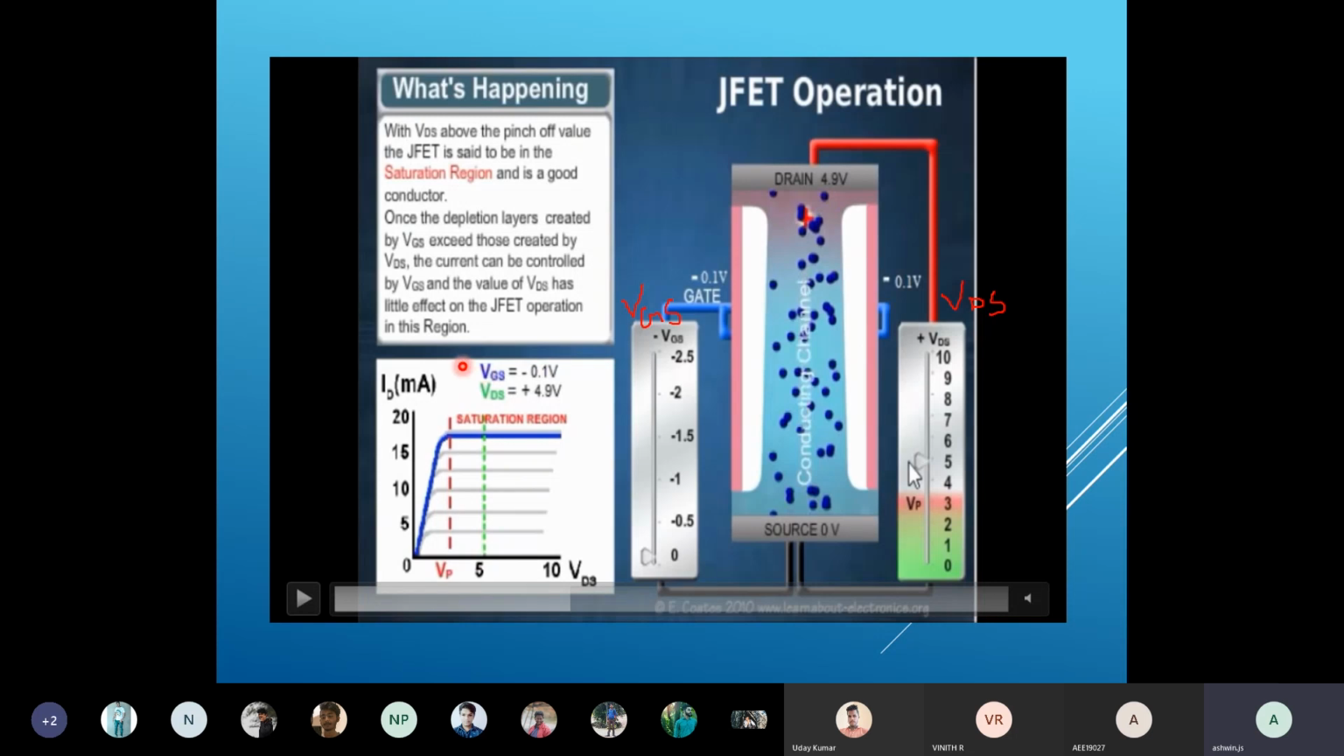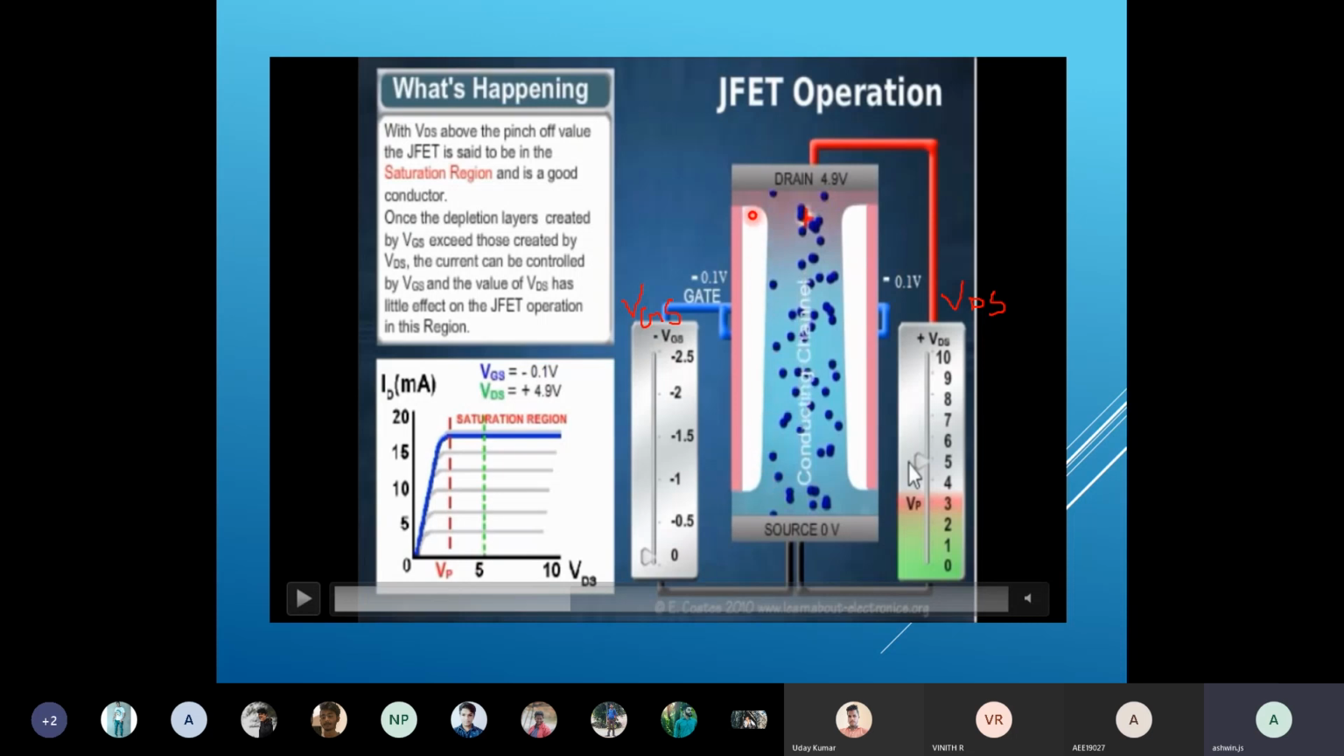Guys, so that's why it's become saturated. Afterwards I'm going to keep VDS and change the VGS. So VGS is 0, which means the current flow is increasing. If I increase the VGS to negative, minus 0.5, I'm making this junction move towards reverse bias condition.